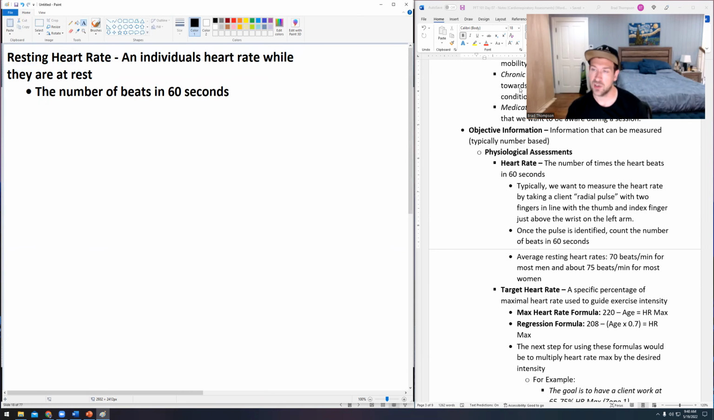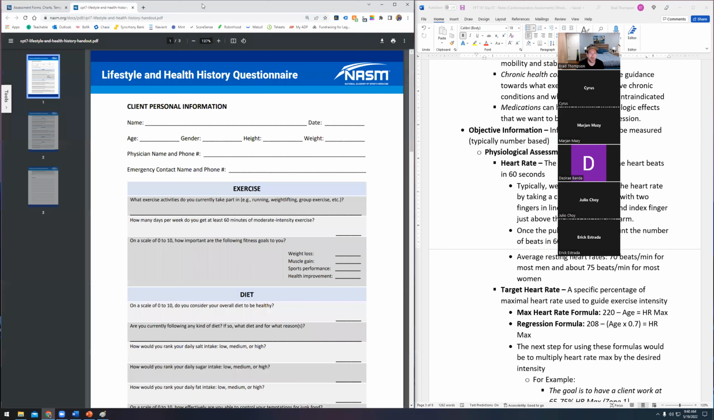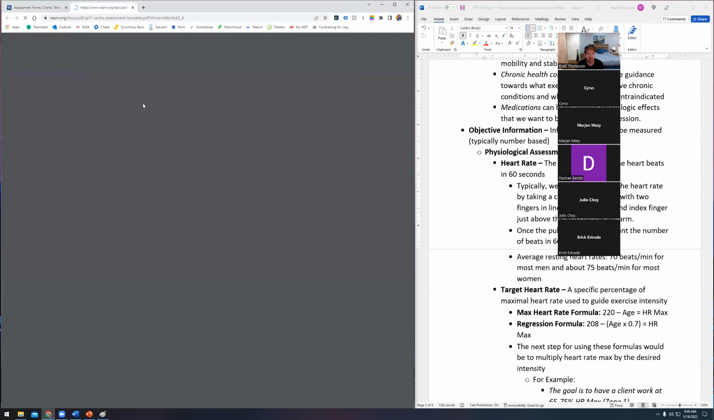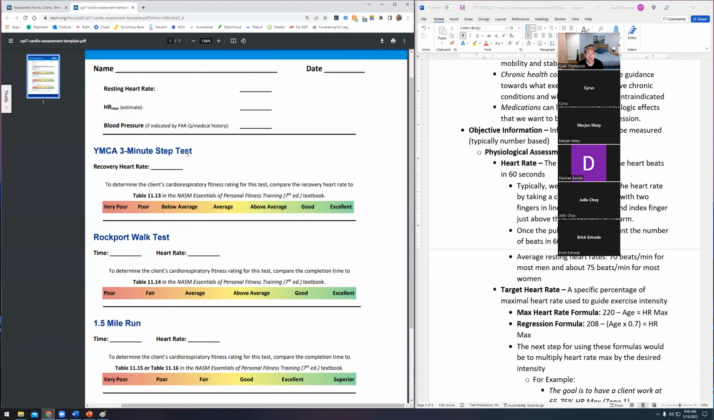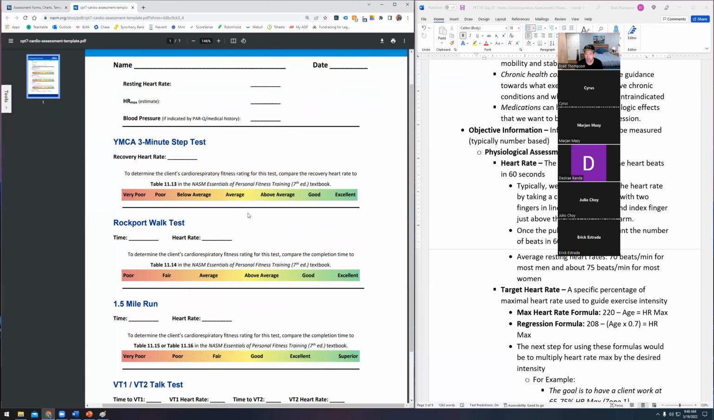Why is this information so important? Well, we're going to use it for a couple reasons. Number one, just looking at the number directly, right? And by the way, we would be writing this down on our cardiorespiratory assessment. So if I click the cardio assessment here, we're going to use this for a couple different reasons. Number one, a lower resting heart rate directly translates to a strong heart. The lower your resting heart rate is, typically that's a sign of a stronger heart.